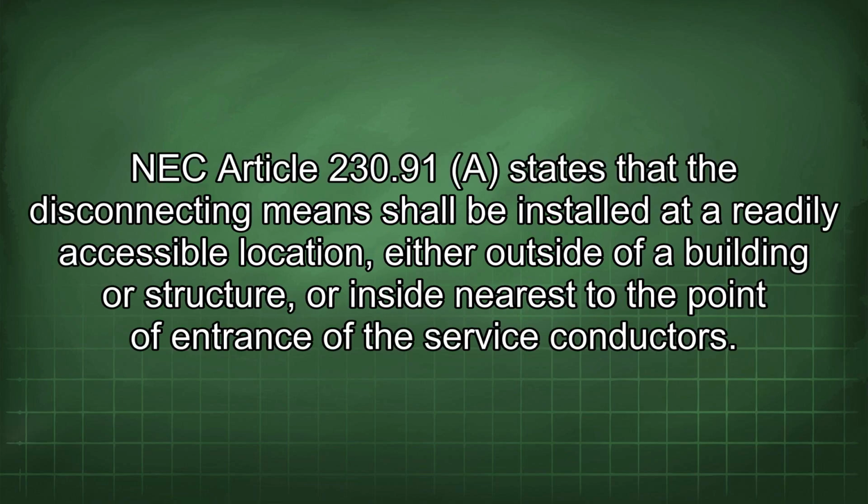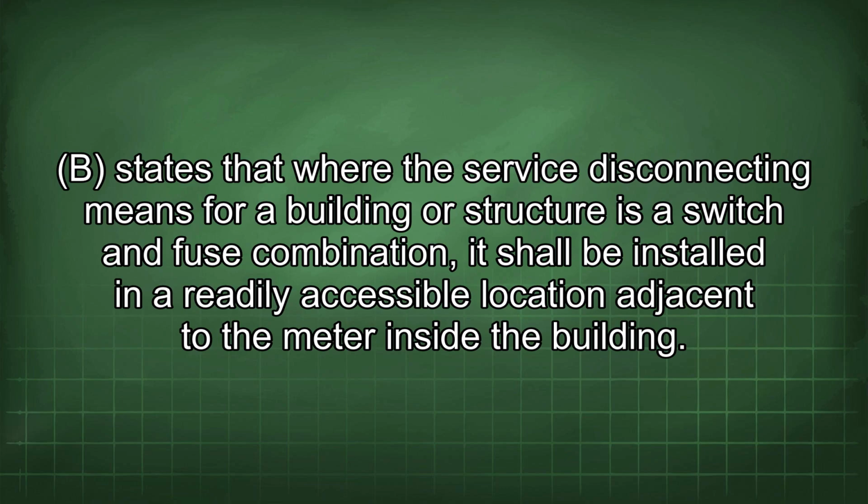NEC Article 230.91 states that the disconnecting means shall be installed at a readily accessible location, either outside of a building or structure, or inside nearest to the point of entrance of the service conductors. (b) states that where the service disconnecting means for a building or structure is a switch and fuse combination, it shall be installed in a readily accessible location adjacent to the meter inside the building.